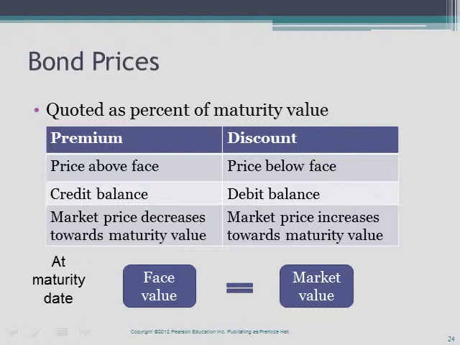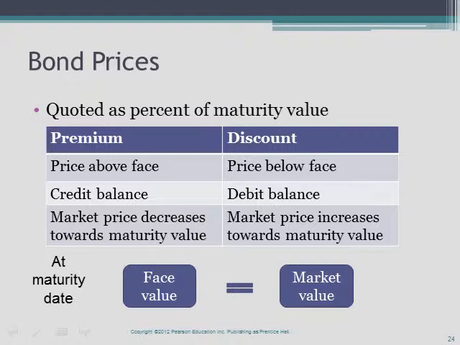Investors may buy and sell bonds through the bond market. Bond prices are quoted as a percentage of the maturity value. A bond issued at a price above its face or par value is said to be issued at a premium, and a bond issued at a price below face or par value is issued at a discount. Premium on bonds payable has a credit balance, and discount on bonds payable carries a debit balance.